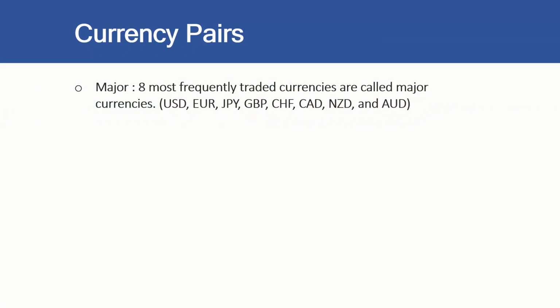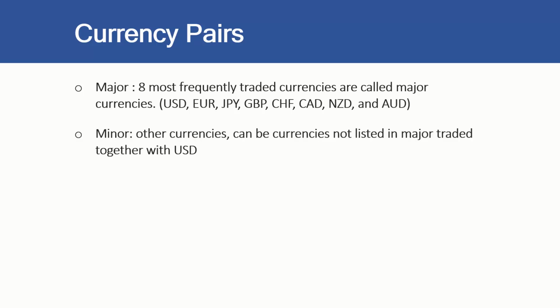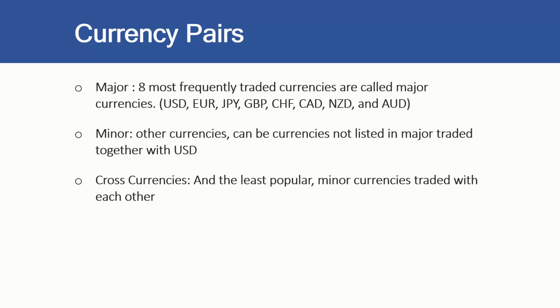So the first term is currency pairs. Pretty obvious. There are three types and they are categorized based on popularity. The 8 most frequently traded currencies are called major currencies, and you can see them listed here. Next, we have the minor currencies, the middle group, and the least popular are the cross currencies. So again, it's a sliding scale based on popularity. So you can trade any of these, and when you set up MetaTrader 4, the trading platform, you will see where to find these currencies.